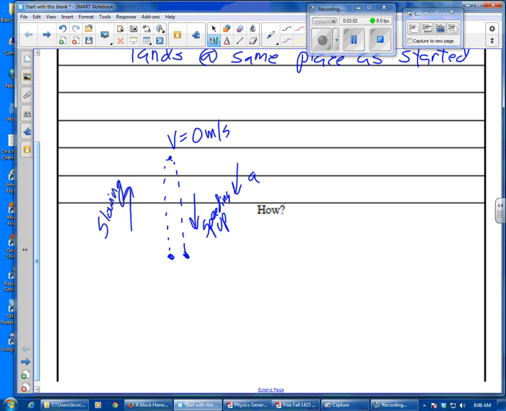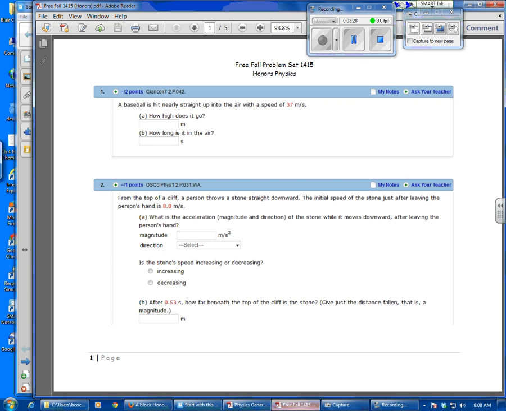We said it was going up here at 37 meters per second, and its acceleration, we said, is about 9.80 meters per second squared. All right, so let's just double check what they ask us about. How long is it in the air?